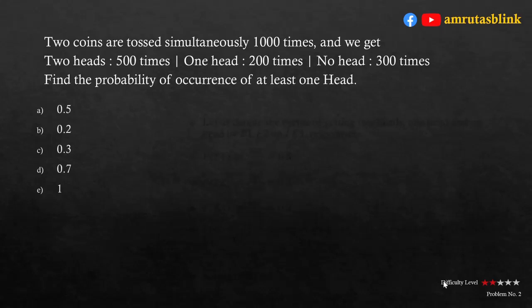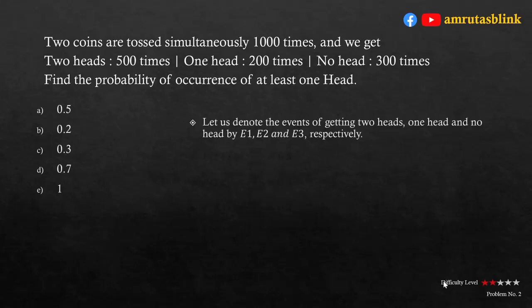Now in the previous problem there was a single coin which was tossed 2000 times, and hence sample space n of s was equal to 2000. But now in this problem two coins are tossed simultaneously 1000 times. So although there are two coins, but these two coins are tossed 1000 times, hence in this question sample space will be equal to 1000. So n of s is equal to 1000.